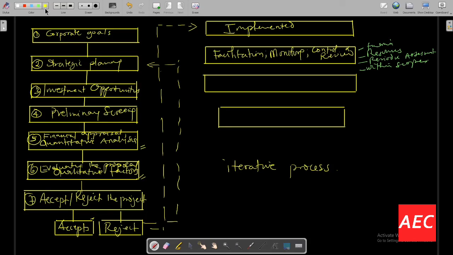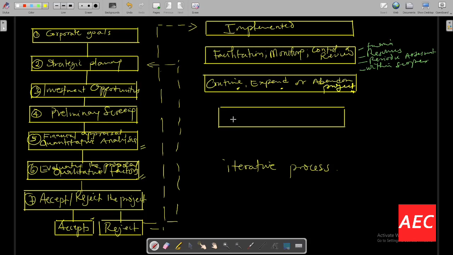The next one is to continue, expand or abandon the project. So if the project is going on well, the company may decide to continue the project and expand the project. But if it's not going according to plan, then the company may decide to abandon the project and start the process all over again.